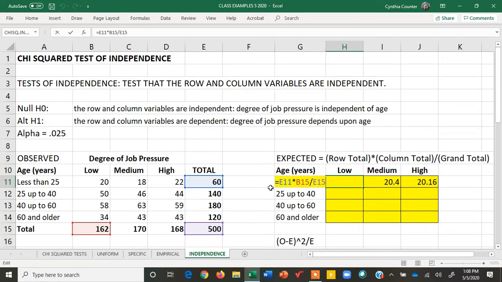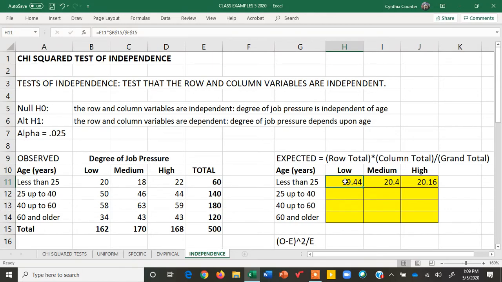So here we have the color coding, and we see that E11 here, that is the row total. B15, this column total, is always going to stay the same when we are working down the column, and the grand total of 500 always stays the same for every single computation. So I want to fix these two values by inserting the dollar signs, or if I have a PC, I can do the shortcut F4. We'll do that for the grand total as well, F4. So now B15, the total for the column of low degree job pressure, and E15, the grand total, are fixed values and will not change when I copy this formula. But as I copy this formula down the column, the corresponding row totals will change from E11 to E12, E13, and E14.